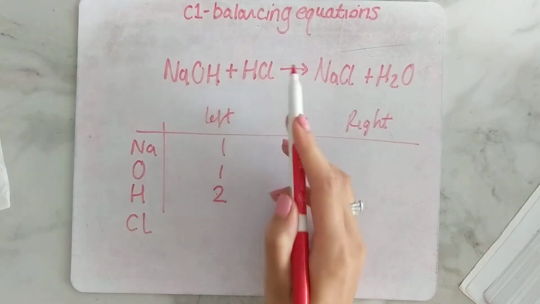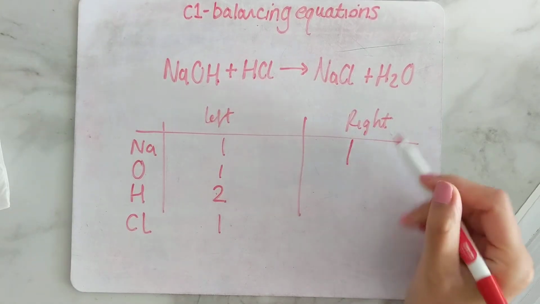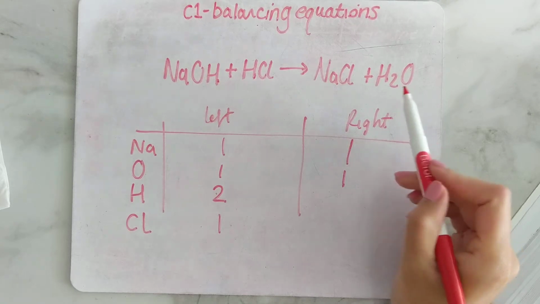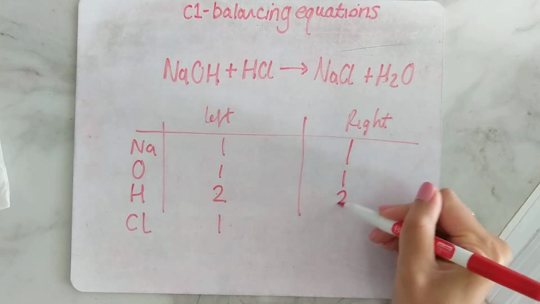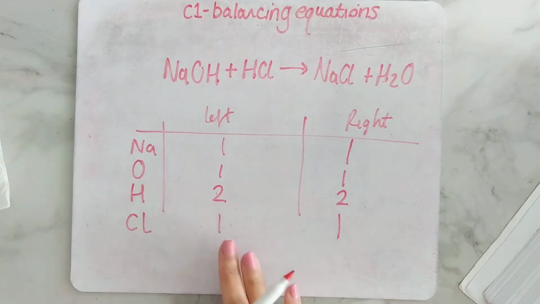How many Cl's? 1. How many Nas? 1. How many oxygens? 1. How many hydrogens? 2. How many Cl's? 1. Is it balanced? Yes, so we don't need to do anything. Not every equation will need to be balanced.